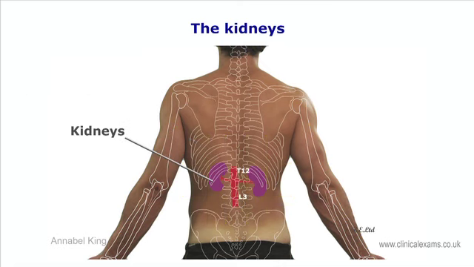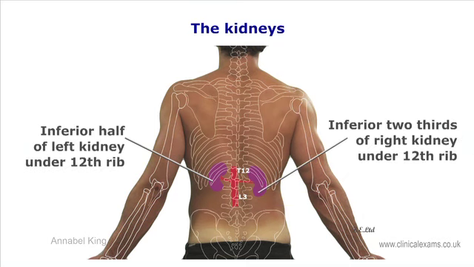The kidneys lie obliquely in a medial to lateral direction. Another method of locating the kidneys is that the lower 2/3 of the right kidney is below the 12th rib, and on the left only half of the kidney is below the 12th rib. Therefore, the right is slightly lower than the left.